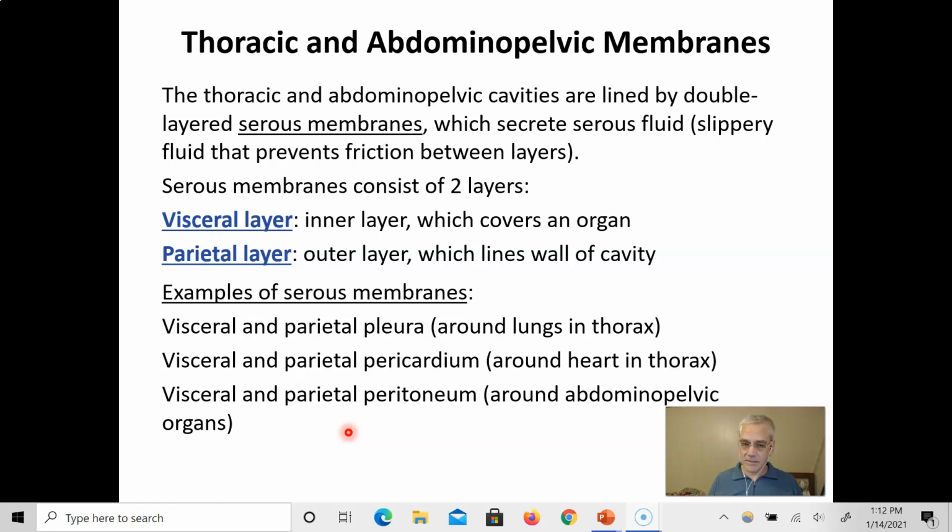So when it's operating normally, that's what these membranes are for, to allow things to move around and slide past other things without getting caught, without having friction. There are disease states that are associated with serous membrane problems, and we'll talk about some of those later. But the inner layer is called the visceral layer, the outer layer is called the parietal layer. In between, they're close together, there's a slippery fluid called a serous fluid.